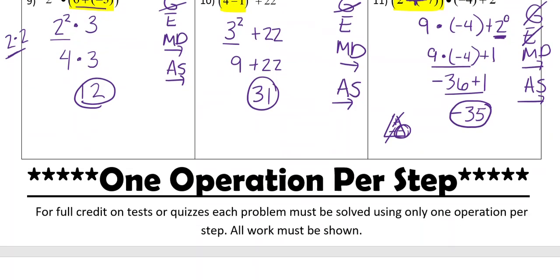So remember, you're only doing one operation per step, and for full credit, you're going to have to be able to show all of your work, just like we've been doing in class. I don't want to necessarily just see your right answer. I need to see your process. I need to see your work.